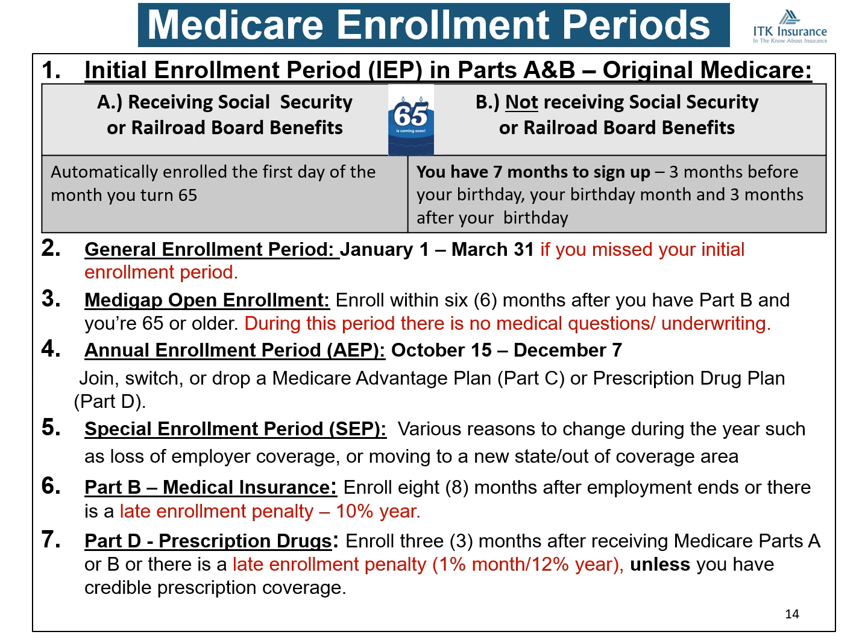And then there's another enrollment period that you're probably very aware of if you've been on Medicare for a while, and that's the annual enrollment period. It's October 15th to December 7th. That's when all of the commercials, all of the phone calls come. This is when you can join, switch, or drop a Medicare Advantage plan or prescription drug plan.